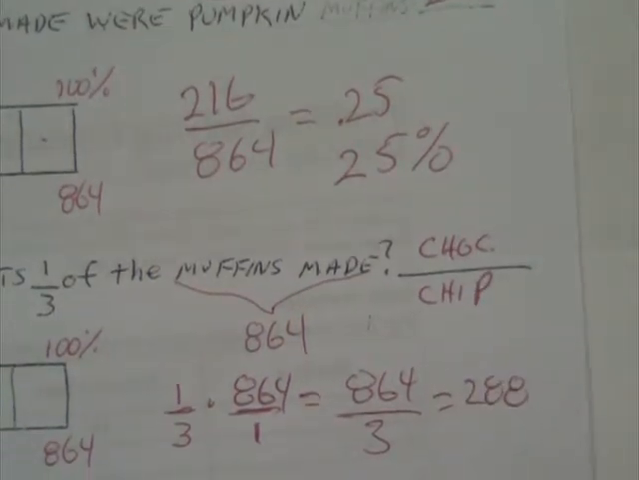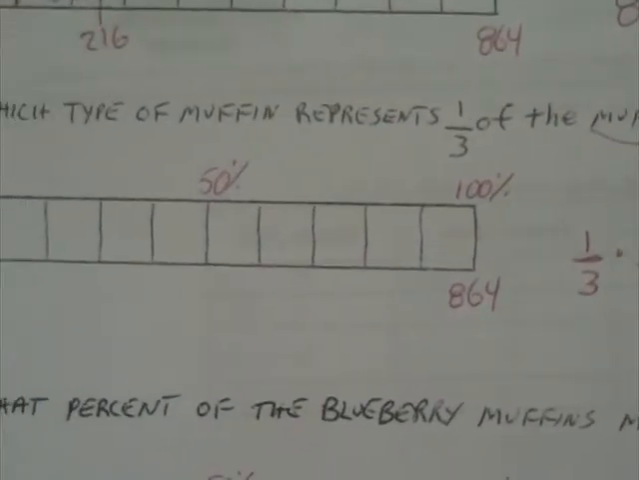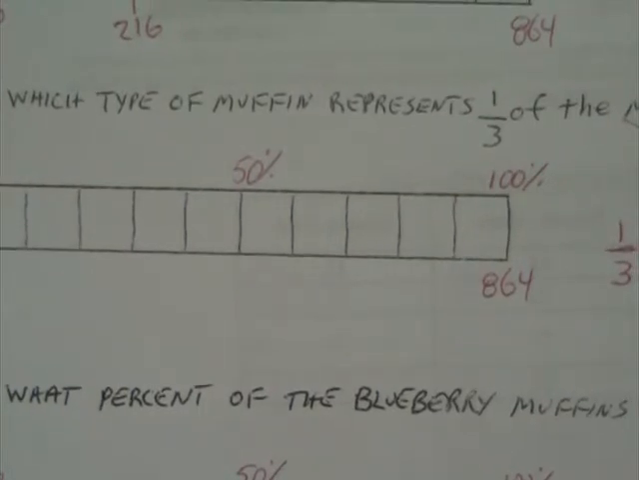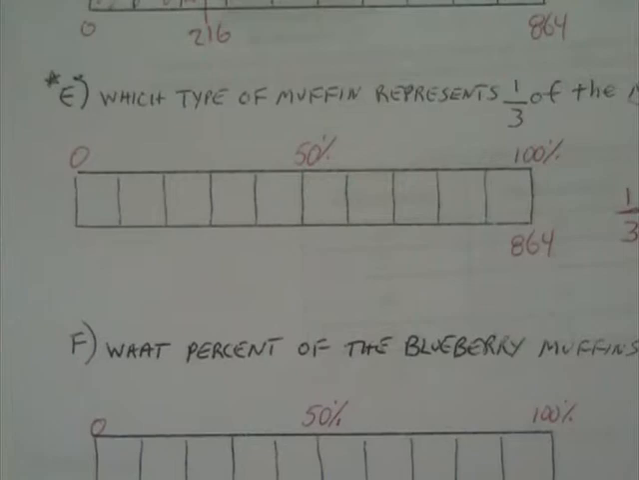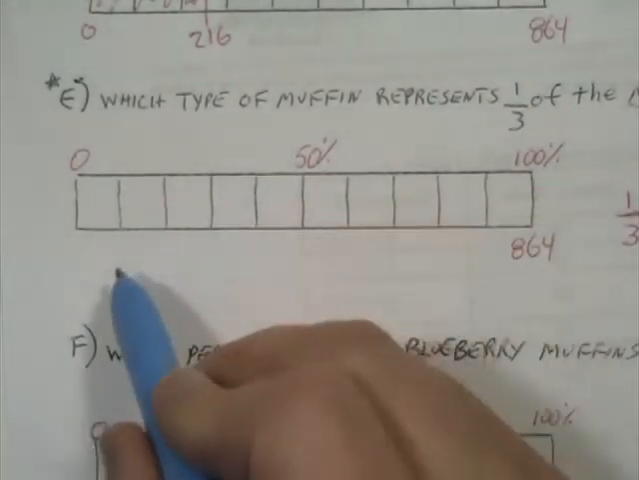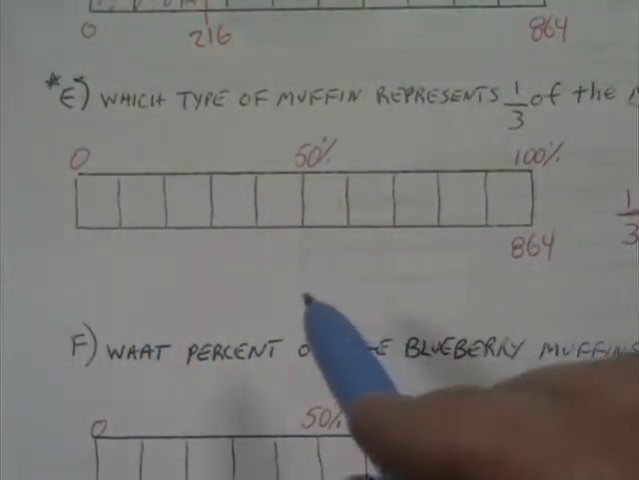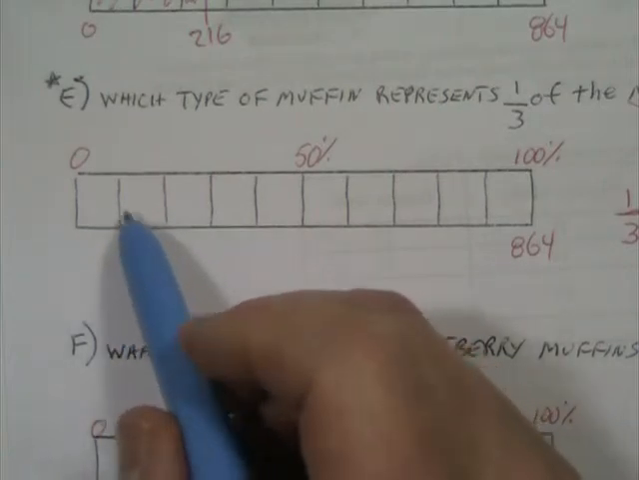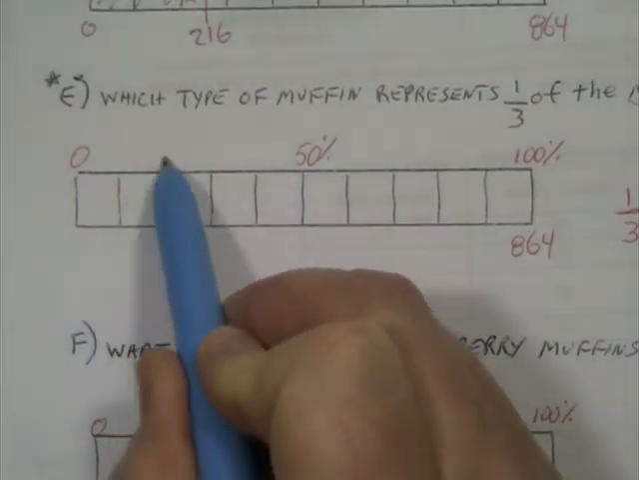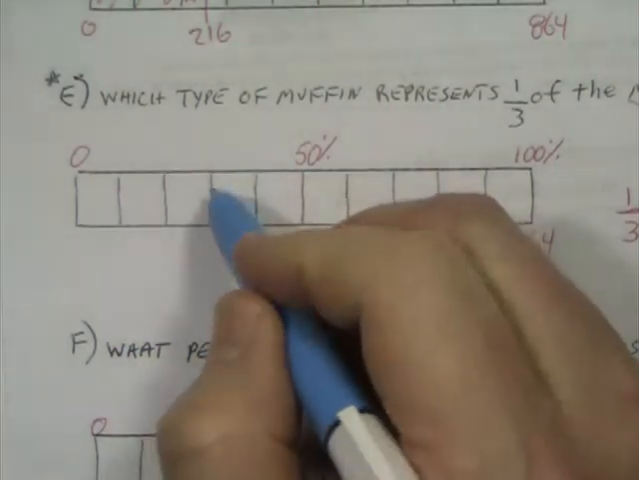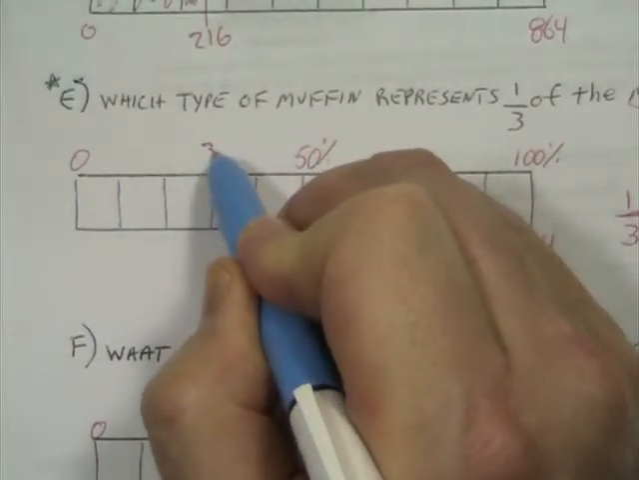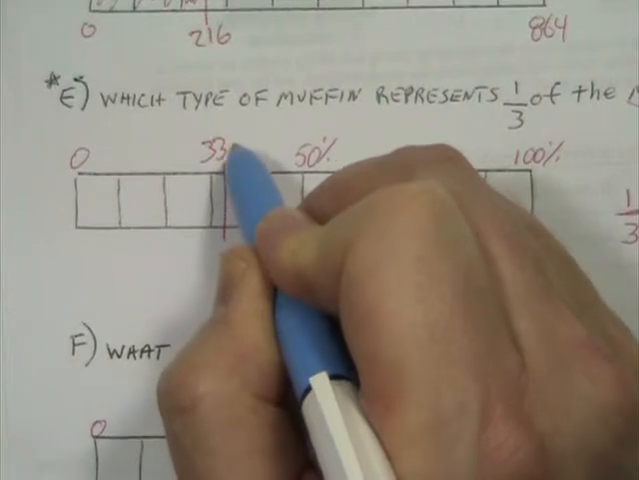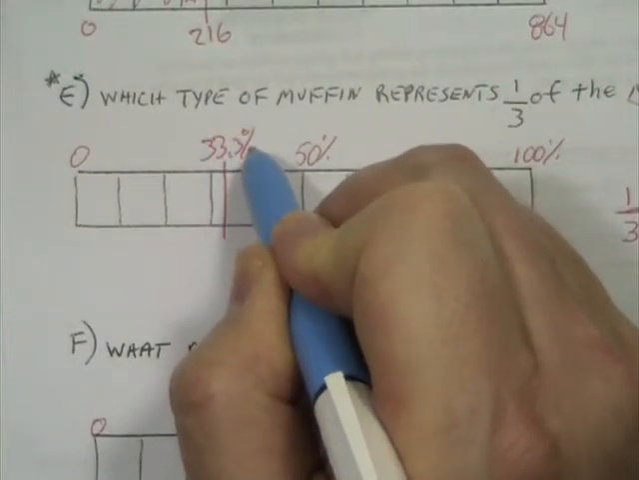And then if I go ahead and model that very quickly. Okay, not 25%, 1/3. So what's 1/3? About 33. So here's 10, 20, 30. And so here's 33, right about there. That'd be 33.3%. That's 1/3.